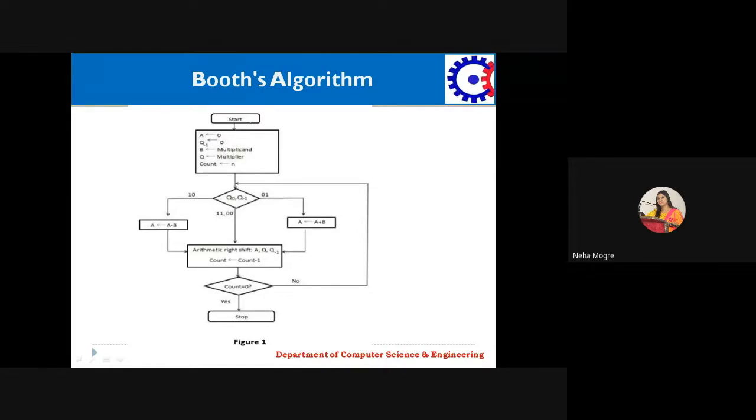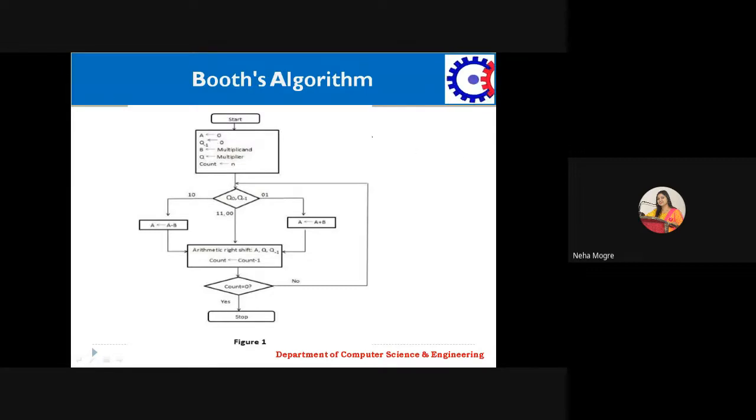Okay, so this is when you are starting. In starting you need to initialize something. So here A is given. A is nothing but an accumulator register where the value 0 is initially stored, right? Then you have Q minus 1. Okay, Q minus 1, what is that? We are going to see. Initially it is again 0.